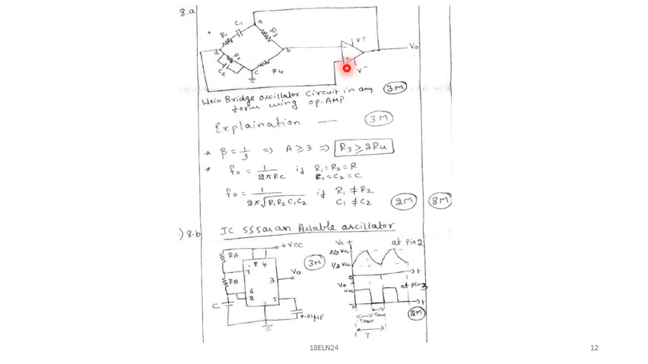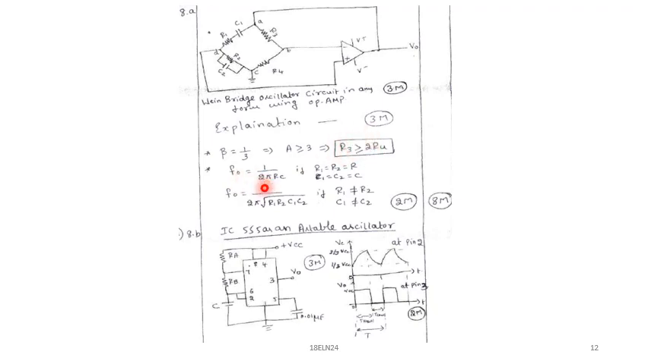So circuit diagram and explanation, 3 plus 3, so it is 6. Then you have to mention the equations to obtain sustained oscillation. You should consider beta is equal to 1 by 3. From this you can write A is greater than or equal to 3. And A is actually 1 plus R3 by R4. From this you can write R3 is greater than or equal to 2 times R4. So this is the condition for gain, that is, sustained oscillation.